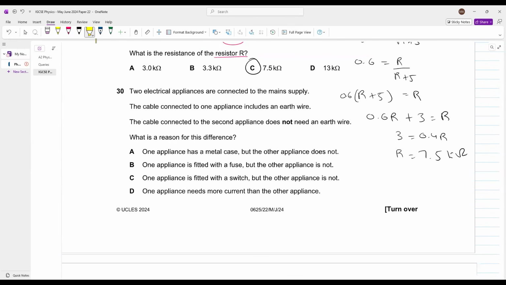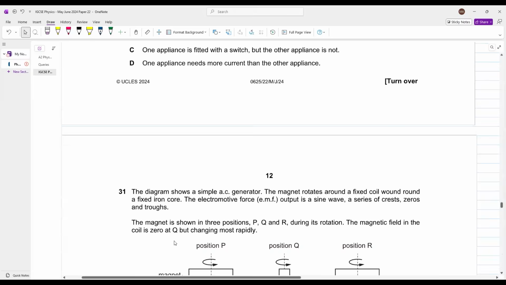Two electrical appliances are connected to the main supply. Okay, the cable connected to one appliance includes an earth wire. The cable connected to the second appliance does not need an earth wire. अच्छा जी, second appliance को earth wire की ज़रूरत नहीं है. What is the reason for this difference? One appliance has a metal case, but the other appliance does not have a metal case. Yeah, that's correct. जब भी आपकी अप्लायंस के पास मेटल केस होता है यू फॉर श्योर नीड एन अर्थ वायर.